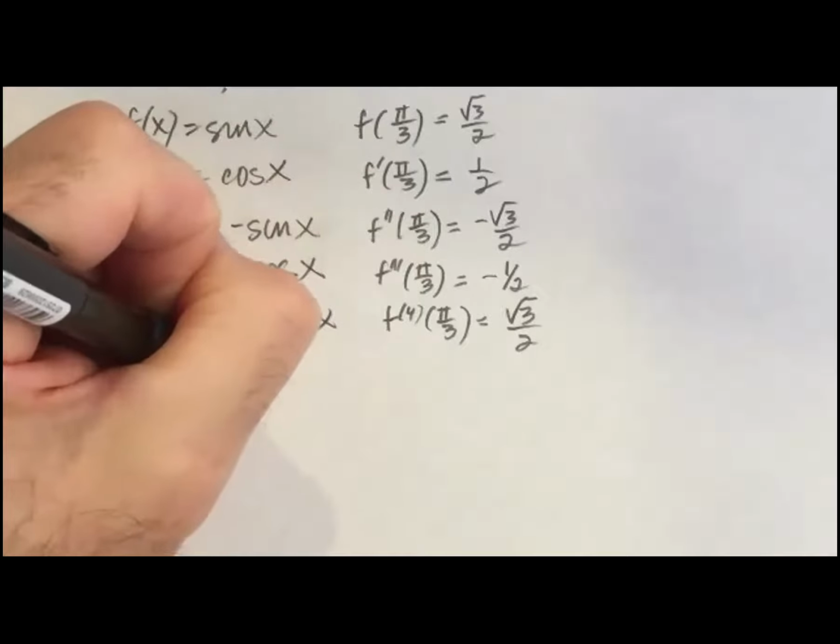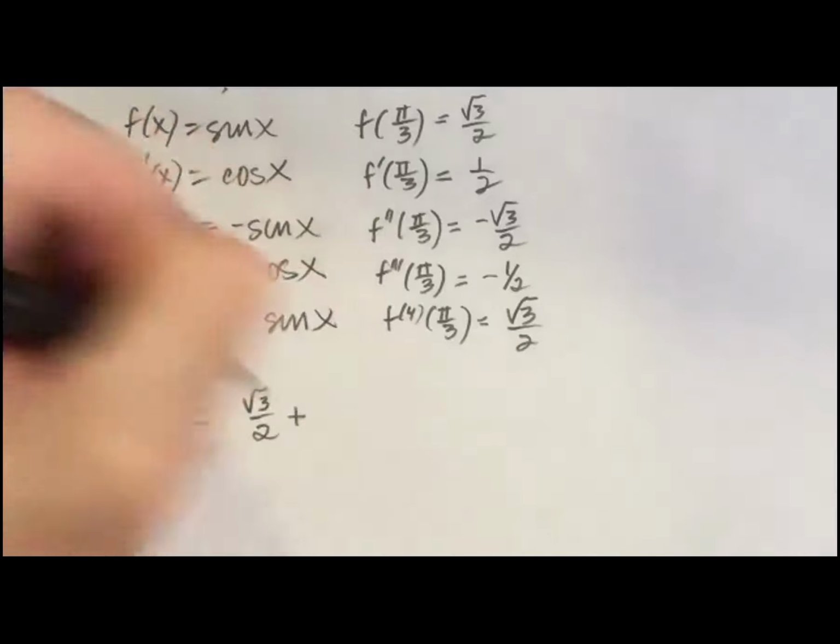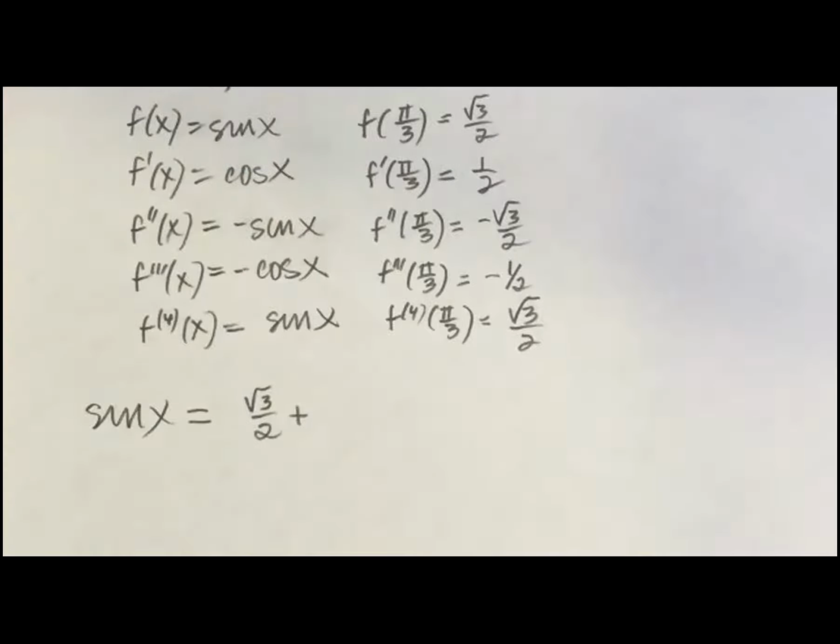So we say root 3 over 2 plus, and then we go whatever the next derivative is. Notice that when we did this at 0, since sine is 0 at 0, we only ended up with the odd terms. But here we're going to end up with lots of terms. Okay, stick in the next one.